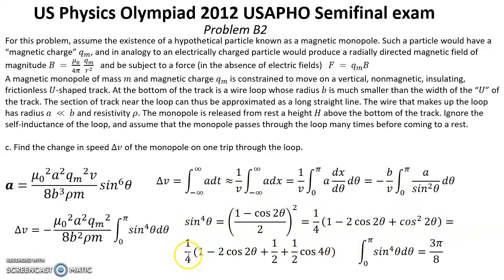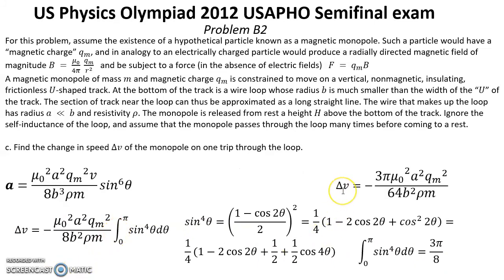And finally, if we take the integral of this part, the integral of cosines will be sines, which is 0 from 0 to 0, that will give 0. And for the rest we have 3 over 8, which is constant, and finally this integral equals 3 pi over 8. And we can put this result into this formula. That will be our final result for delta v. That's negative, this expression, which is the answer for question C.